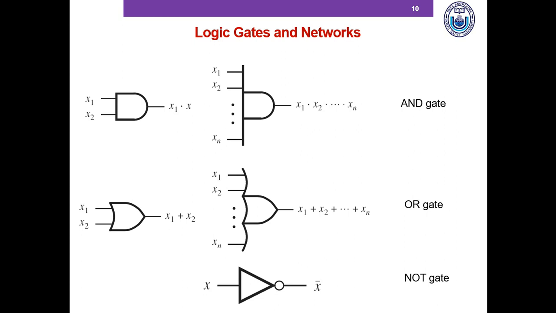Here are the symbols of the logic gates that we've discussed so far. So this is the symbol of AND. This is basically a 2-input AND gate. And if you have n number of inputs, this is an n-input AND gate. And this is a 2-input OR gate. And you can have arbitrarily large number of inputs. So this is an n-input OR gate. And this is the symbol of NOT gate.